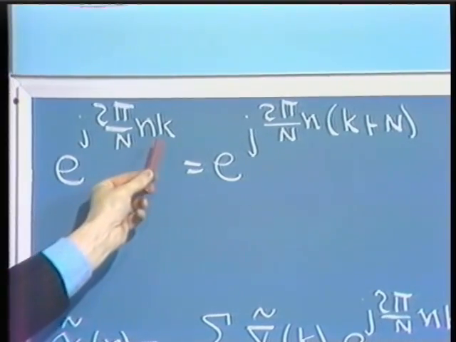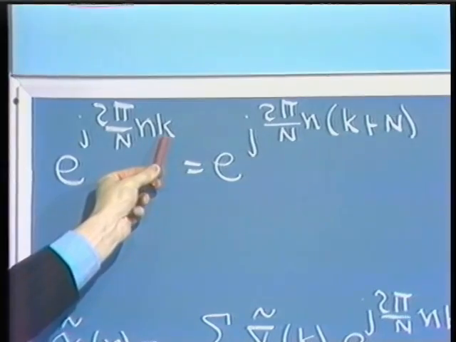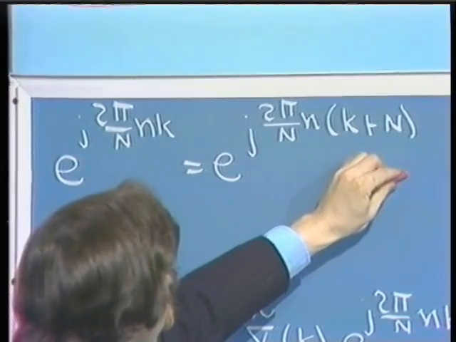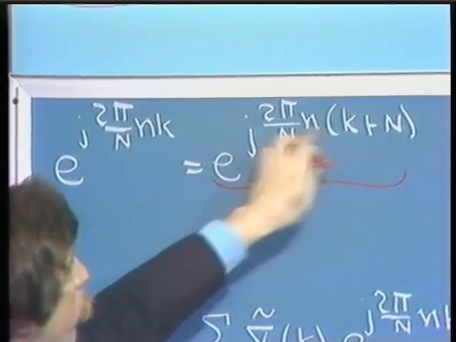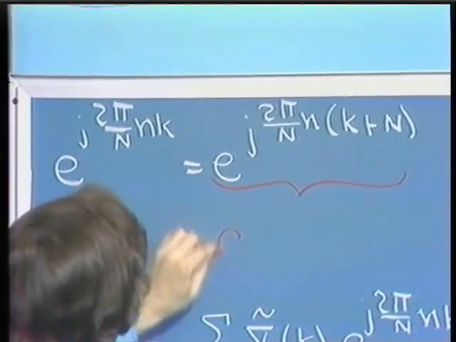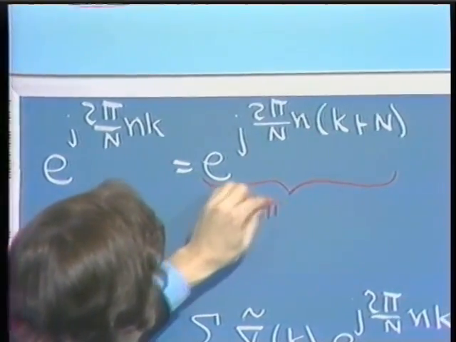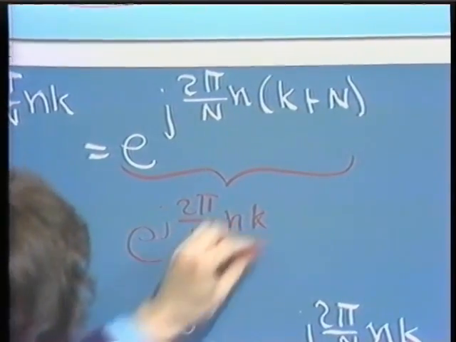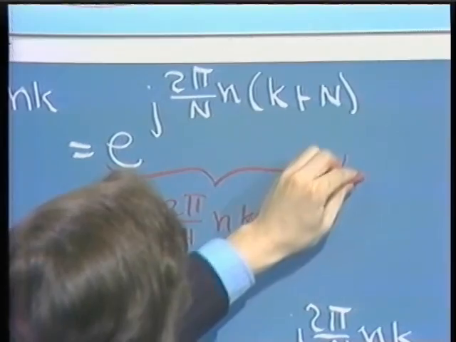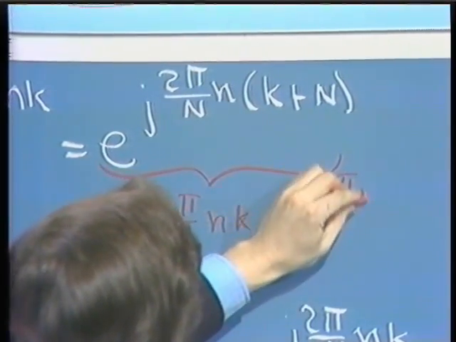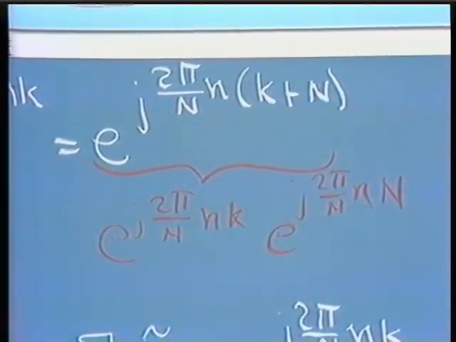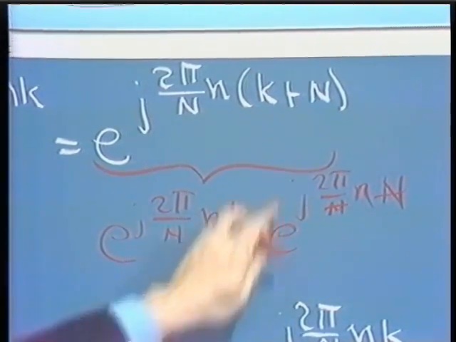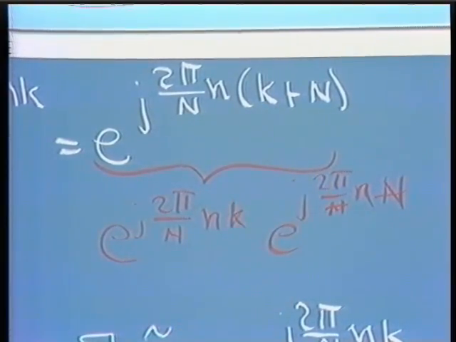Well, we can see that very simply by substituting in for k plus capital N, and then recognizing that we can break this complex exponential into the product of two complex exponentials, e to the j 2 pi over capital N n k, and e to the j 2 pi over capital N times little n times capital N. Well, these capital N's cancel each other out. This factor is then e to the j 2 pi times little n.